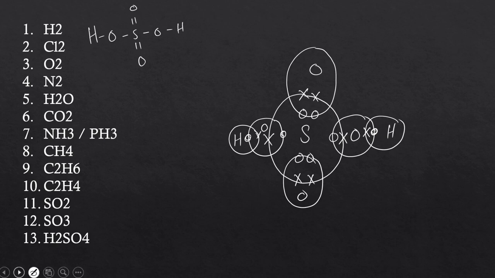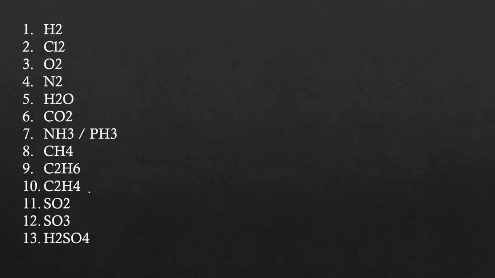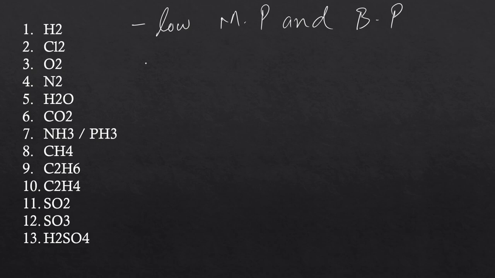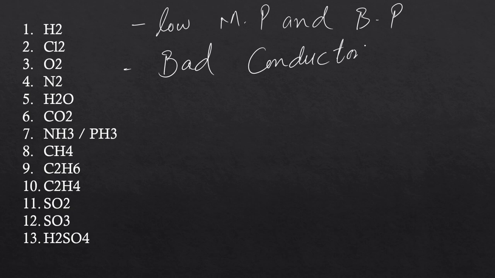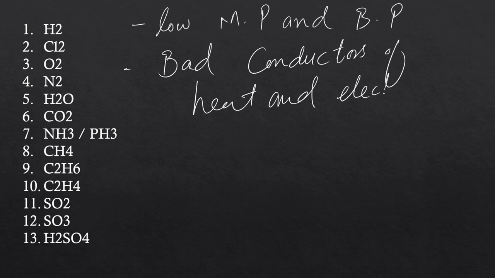And what are the properties of covalent bonds? In your O levels, keep in your mind. Number one, covalent compounds have low melting points and boiling points. Number two, they are bad conductors of heat and electricity. They are not good conductors of heat and electricity.